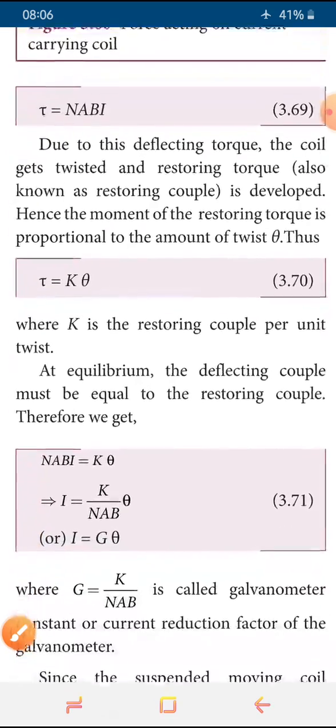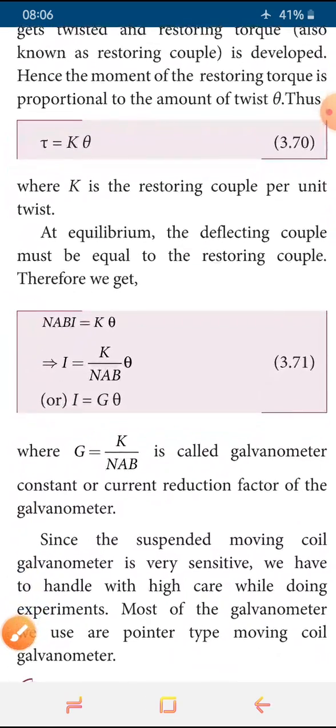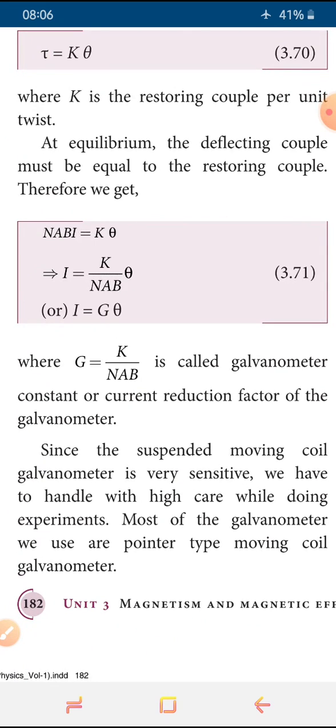At equilibrium, the deflecting couple must be equal to the restoring couple. Then we can write the formula NABI is equal to K theta. One torque is produced, and the restoring couple produces a torque; both are the same. Equating, NABI is equal to K theta. Then I is equal to K by NAB into theta, sending NAB to the right hand side. K by NAB is called G, the galvanometer constant or current reduction factor of the galvanometer.